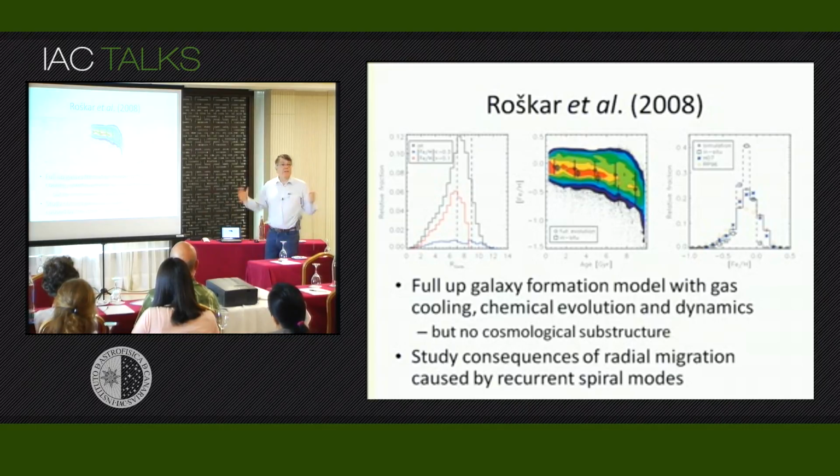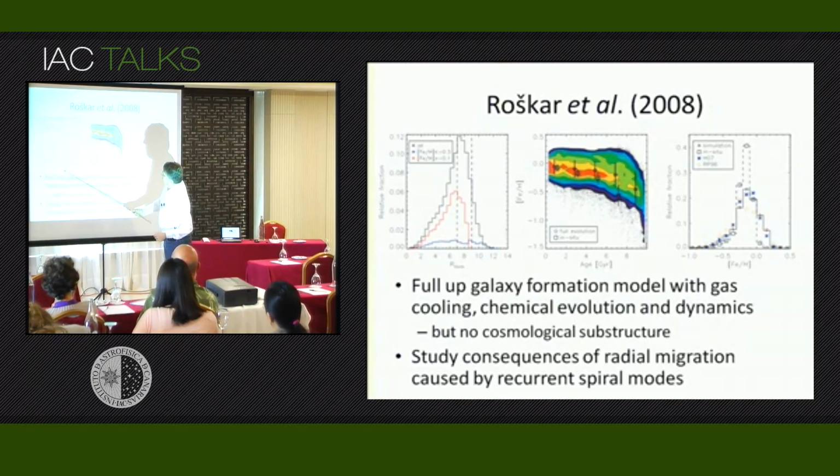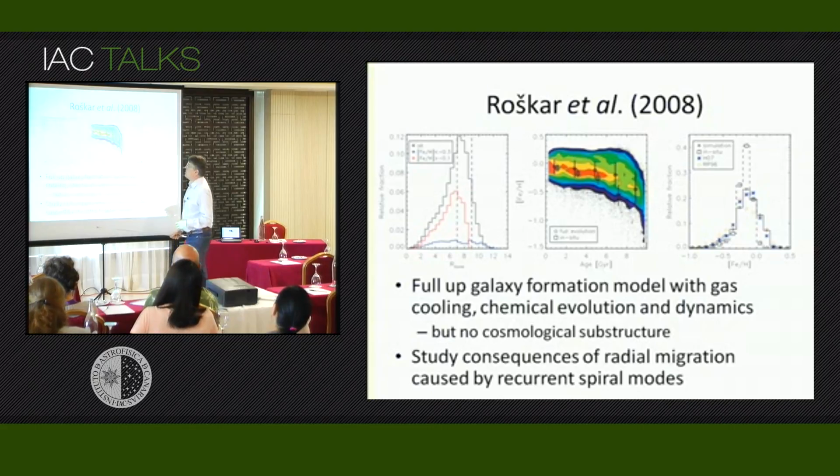But here, for example, is the work by Roskar, which I think Ken has already showed. They're modeling the formation of a disk galaxy, doing cooling, star formation, chemical evolution, and the gas dynamics and stellar dynamics all in one simulation. But they haven't included the fact that there is a whole universe around it. It's an isolated galaxy that they're simulating. But nevertheless, they've done all of this using the Gasoline code from the University of Washington, which has all the bells and whistles which I described before.